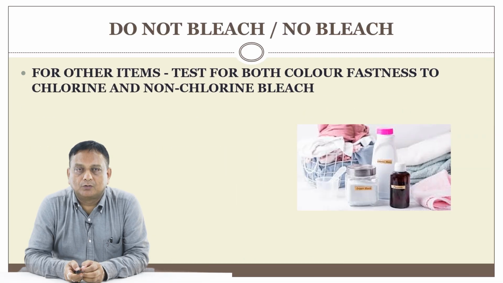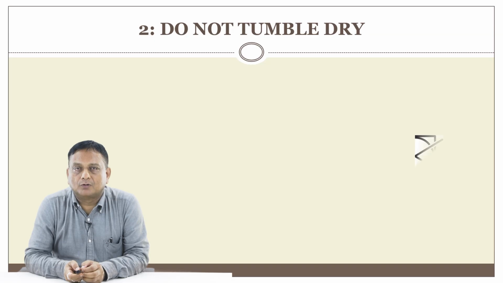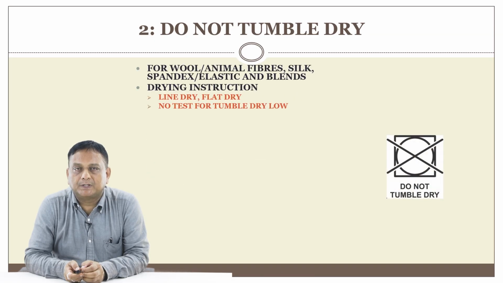Now, do not bleach, and no bleach when you are talking. Other items are there to test for both color fastness to chlorine and non-chlorine bleach; that must be carried out in the samples. Do not tumble dry: yes, that do not tumble dry symbol should be there for wool, animal fiber, silk, spandex, elastic and their blends.